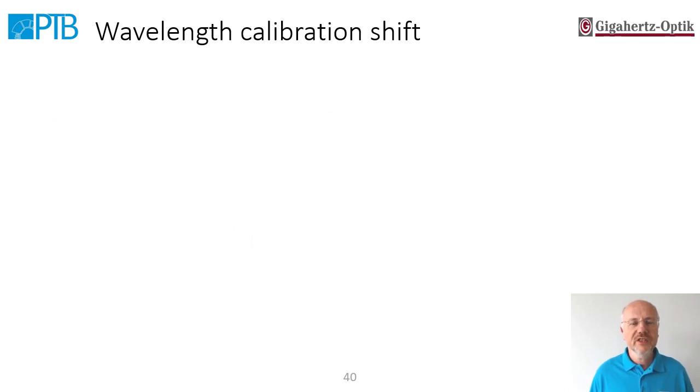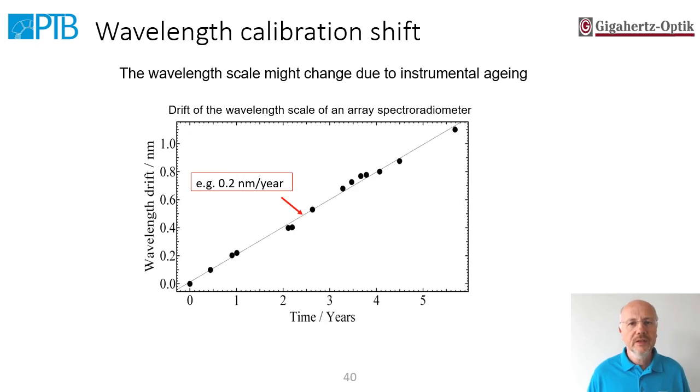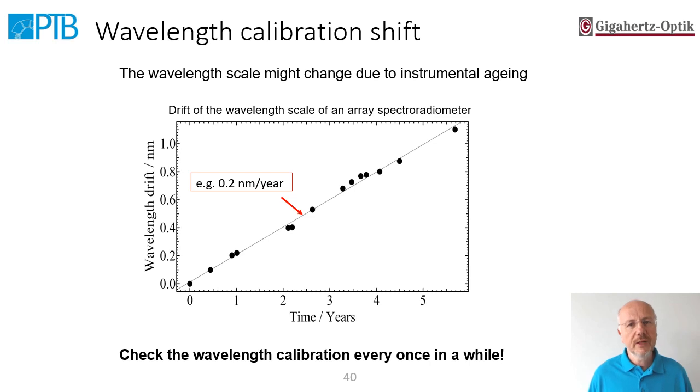The wavelength scale itself might also not be stable over time. So it may change, like in this example, it changed by 0.2 nanometer per year due to instrumental degradation or aging. So you should always check the wavelength calibration of your instrument from time to time.